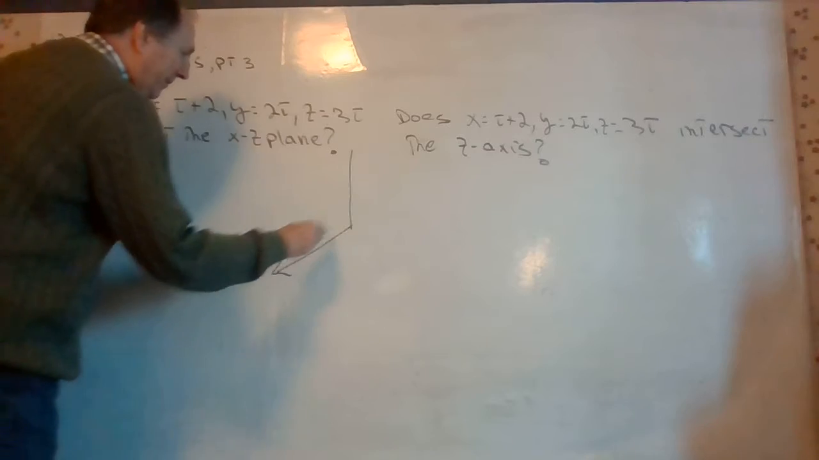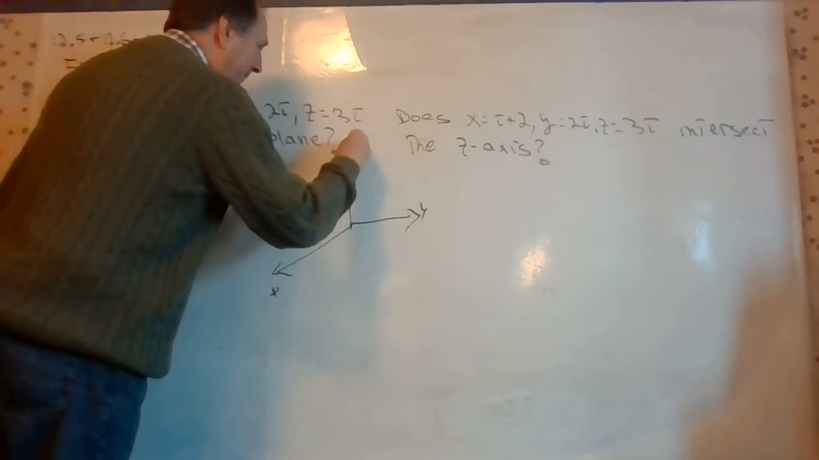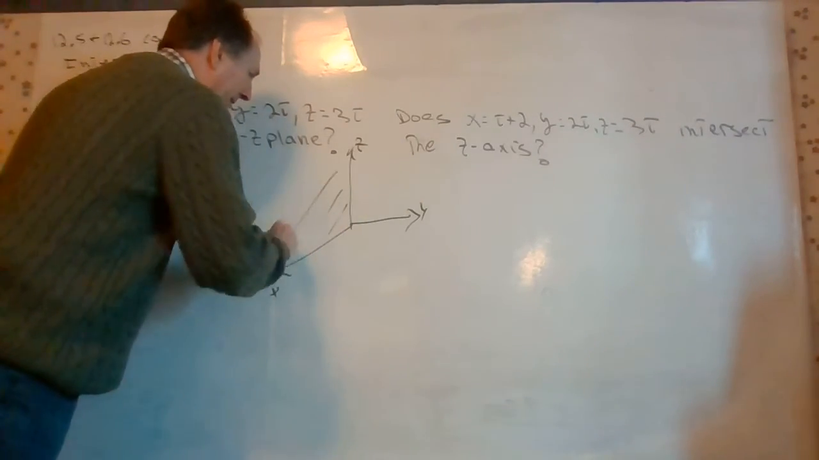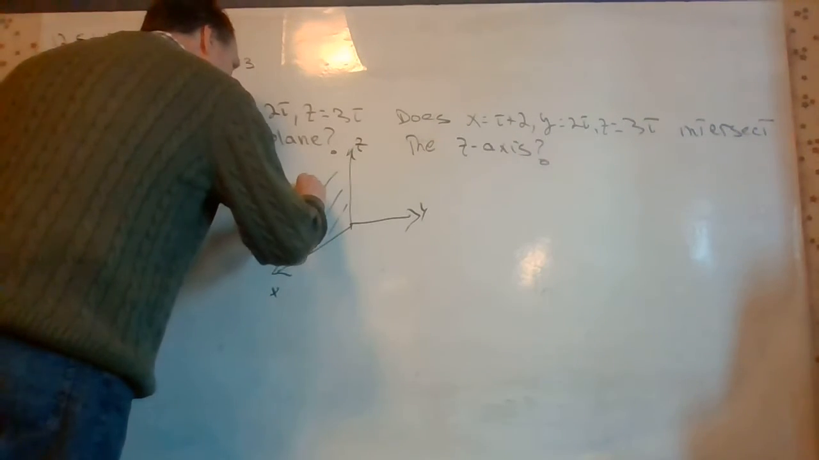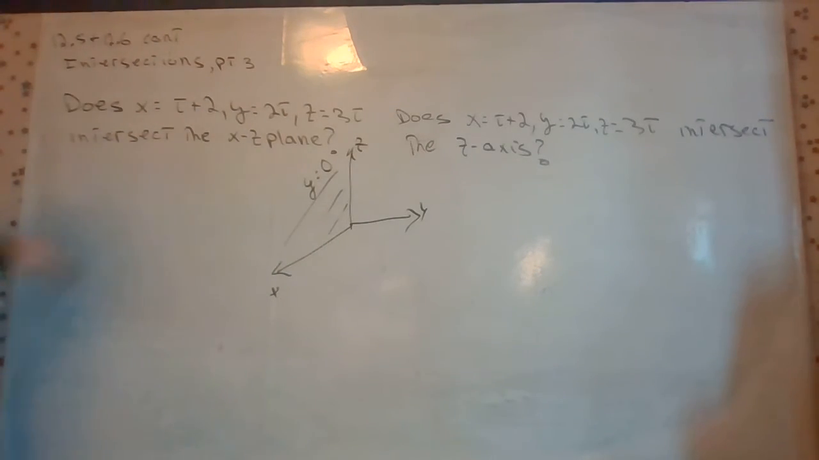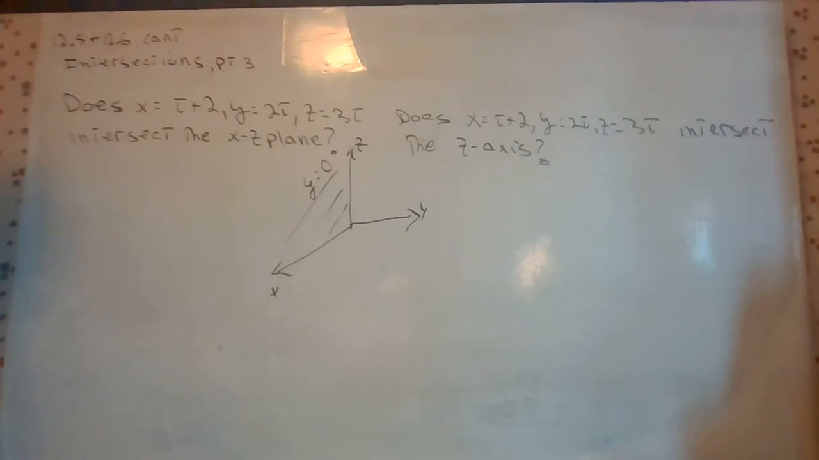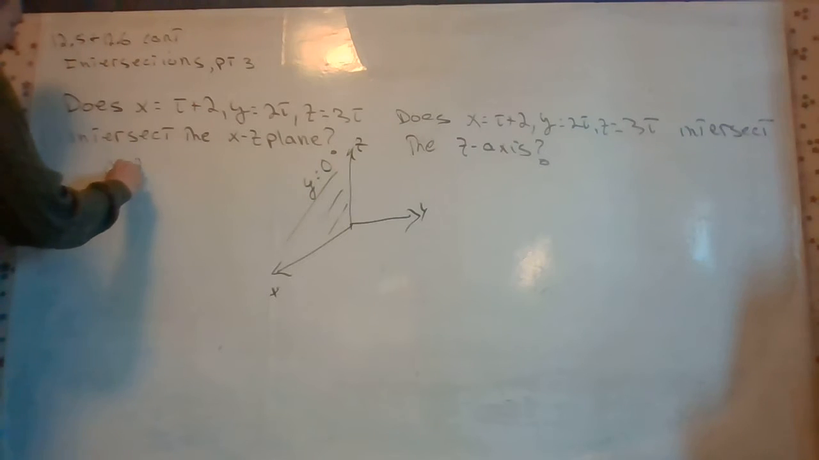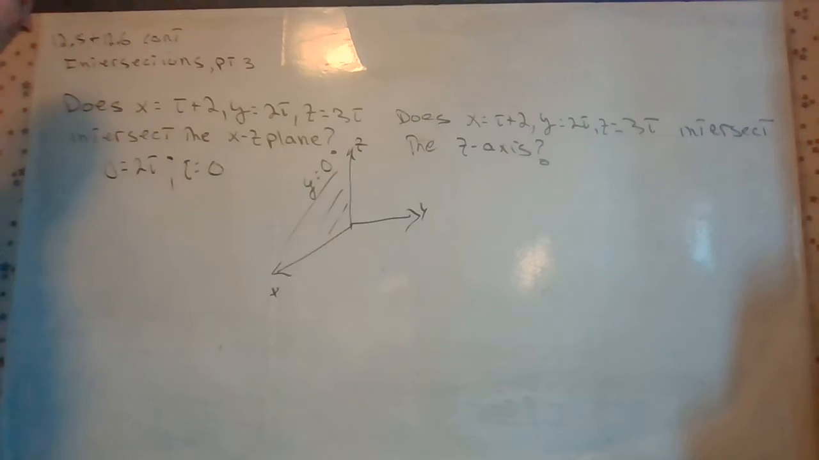Well, let me draw you a very simple picture. Here is x, y, z. The xz plane is right here. And what condition is true? Well, guess what? y equals 0. Anywhere in the xz plane, y equals 0, and anywhere y equals 0, we're in the xz plane. So we can just plug in 0 here. 0 equals 2t, and that gives us t equals 0.